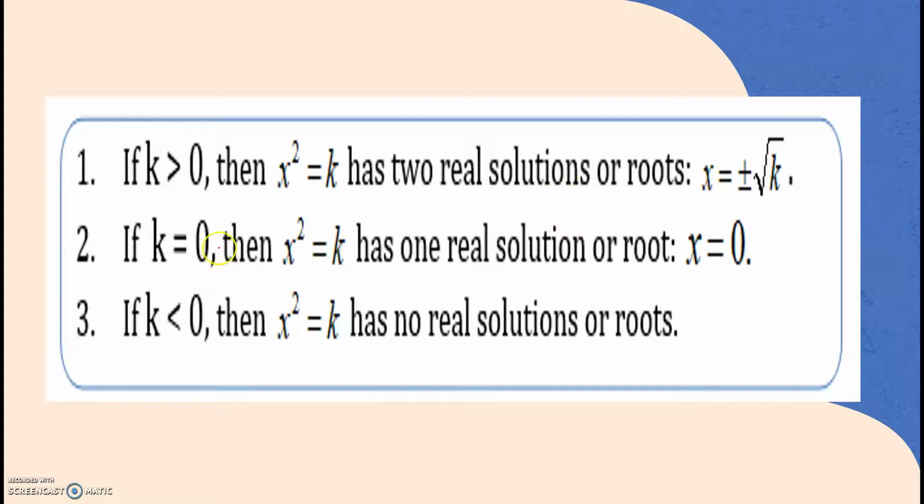If k is 0, then there's only one real solution, which is 0. If k is less than 0, which means that the values of k are negative, it has no real solution or roots. So you only have to remember these three when you solve the quadratic equation using extracting square roots. Okay, so let's proceed to the examples.